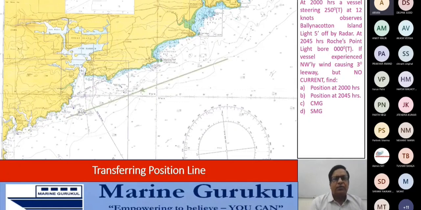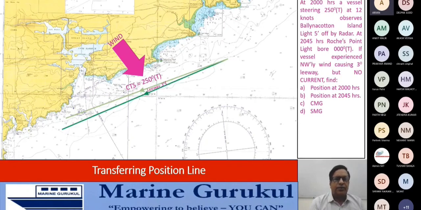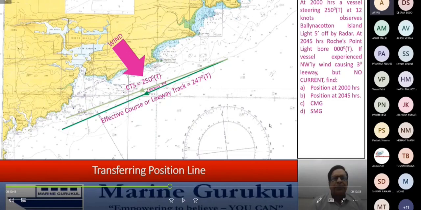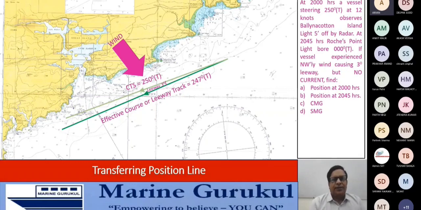This is the CTS of the vessel, 250 degrees true. Wind is northwesterly. Now the leeway shall be allowed to the lee side, that means to the port side. So we allow the leeway to the downwind side, and we get this as the effective course represented by single arrow. What do we see? Effective course or the leeway track is 247 degrees true. So I hope this is clear, beta. Yes, sir. Very good, beta. In this case, the leeway got subtracted.